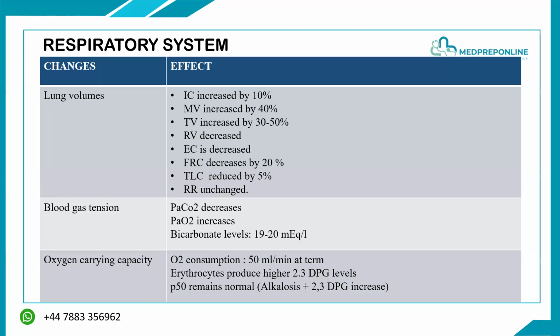And the P50, that is the partial pressure of oxygen at which 50% of hemoglobin is saturated, remains normal. This is compensated because even after an increase in 2,3-DPG, there is alkalosis. So all of these will balance out, and because of which the P50 value remains the same.